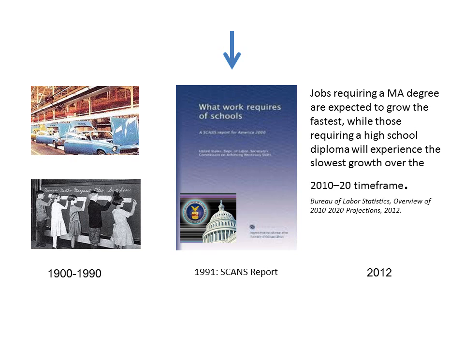Now, even 20 years after that, you see that jobs requiring a master's degree are expected to grow the fastest, while those requiring a high school diploma will experience the slowest growth over the 2010-20 timeframe. So we have to teach kids differently, and we have to teach all of them. The jobs aren't there, and they have to go on for more learning.